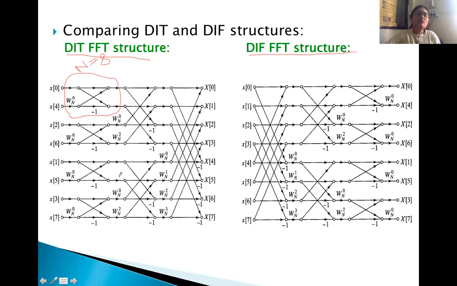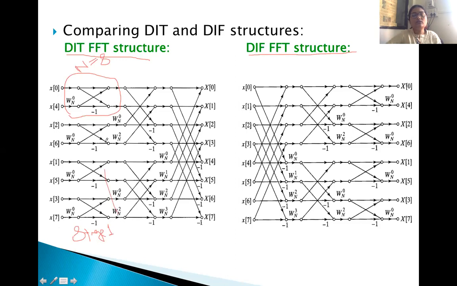In a similar manner, from 1 and 5, you observe that 5 is acting as an odd point, and this 5 gets added with x of 1, and this point is calculated. Similarly, it is subtracted, and the second point is calculated. So by using these even and odd points, the output is calculated. This is what we are talking about as stage 1 in the case of the DIT algorithm.